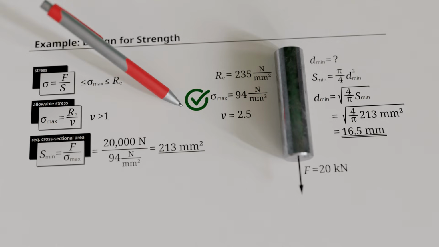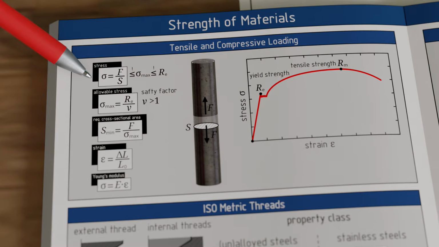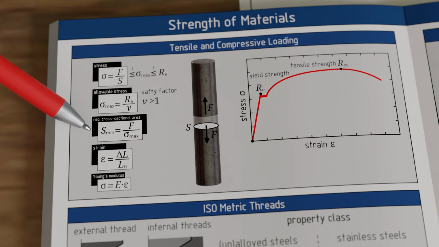millimeter is not exceeded. In summary, the most important formulas for the dimensioning of a statically tension-loaded component are presented again. These include the definition of stress as the quotient of the acting force and the existing cross-sectional area, the calculation of the maximum permissible stress based on the yield strength and the given safety factor, and the determination of the minimum required cross-sectional area from the acting force and the maximum permissible stress.